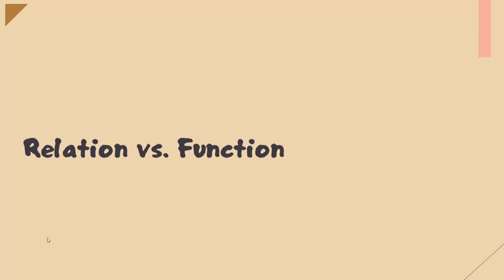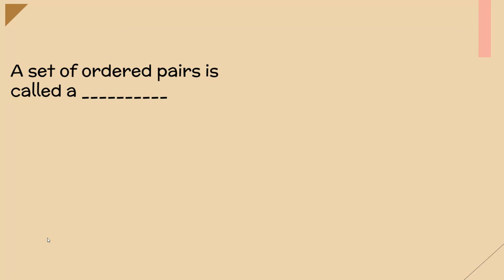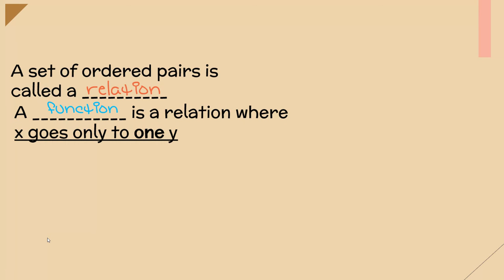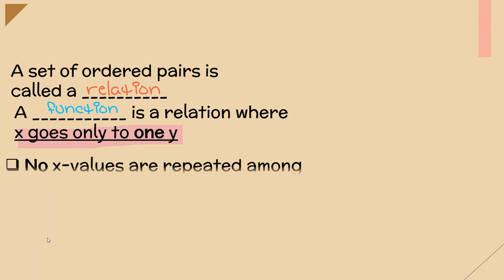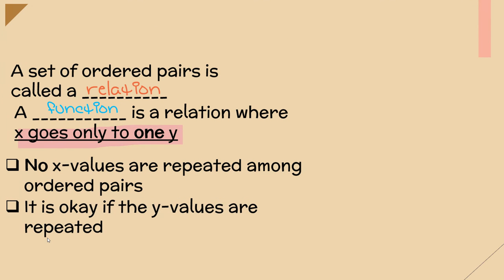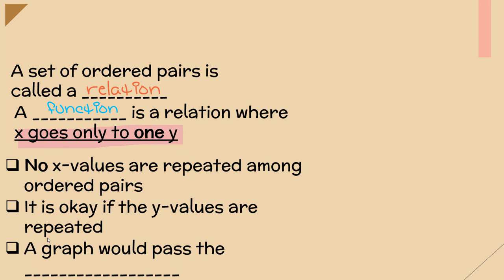Relations versus functions. A set of ordered pairs is called a relation. A function is a relation where x goes to only one y. That means no x values are repeated among the ordered pairs, but it's okay if the y values are repeated. And the graph would pass what we call the vertical line test.